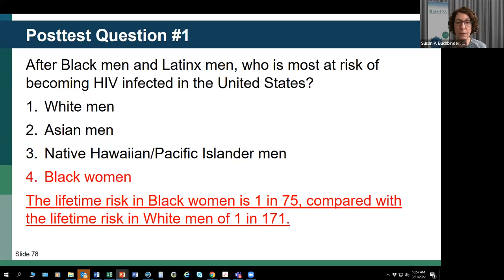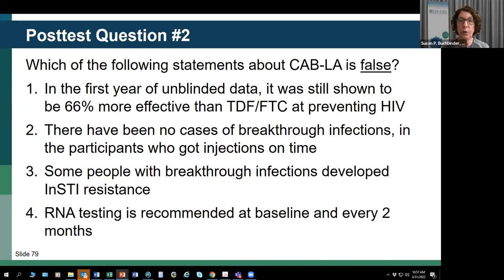So lifetime risk in Black women is 1 in 75, compared with the lifetime risk in white men of 1 in 171. And which of the following statements about CAB LA is false? In the first year of unblinded data, it was still shown to be about 66% more effective than TDF-FTC at preventing HIV. There have been no cases of breakthrough infections in the participants who got their injections on time. Some people with breakthrough infections developed INSTI resistance, or RNA testing is recommended at baseline and every 2 months.